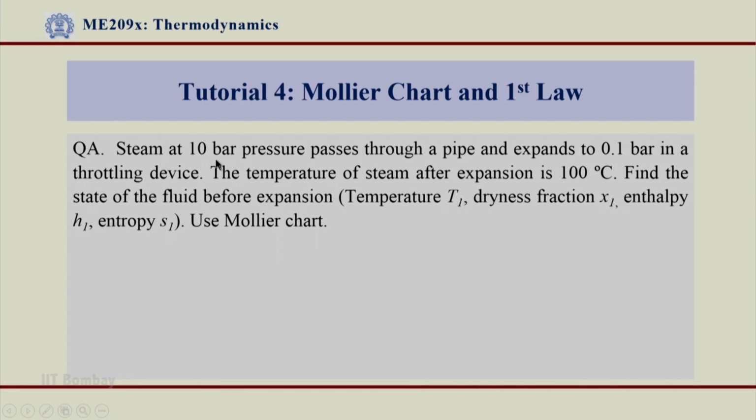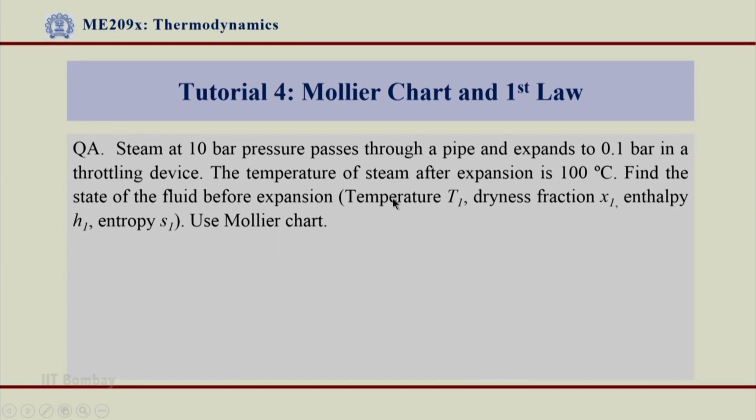Please understand the problem. Steam at 10 bar pressure passes through a pipe and expands to 0.1 bar in a throttling device. So, the state 1 is going to be 10 bar and the state after expansion is going to be 0.1 bar, and this process of expansion is by a throttling device, meaning it is an isenthalpic process. Enthalpy remains constant from 1 to 2. The temperature of steam after expansion is 100 degrees centigrade. So, we know the pressure P2 and we know the temperature T2. Find the state of the fluid before expansion.